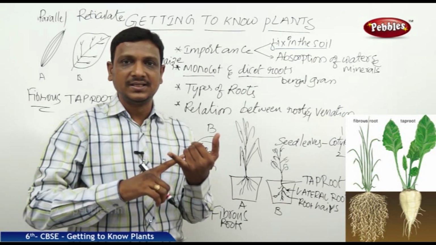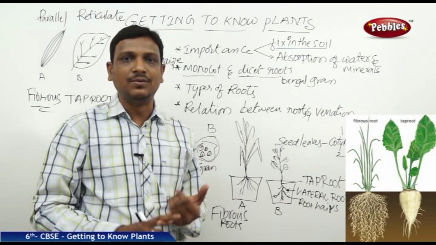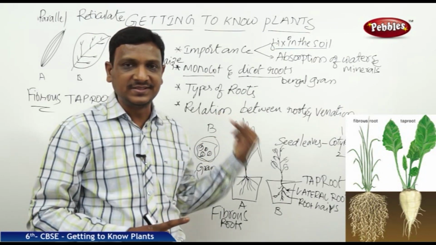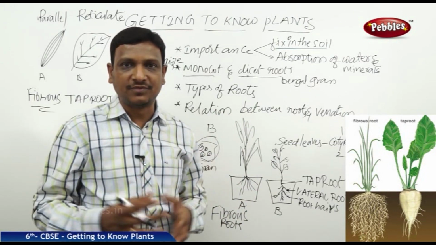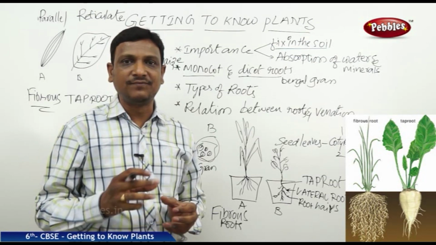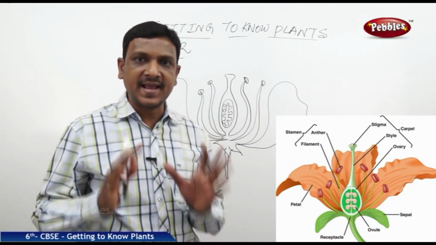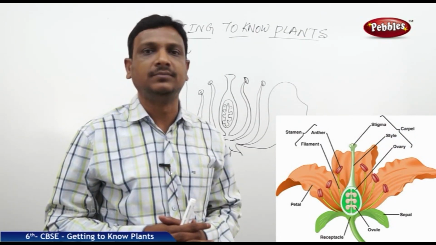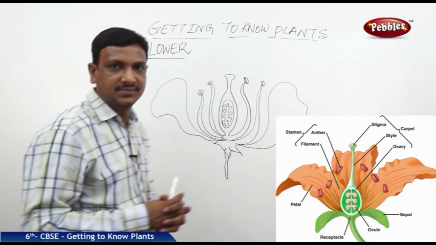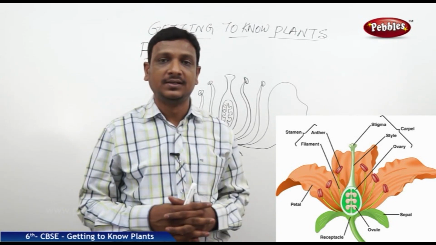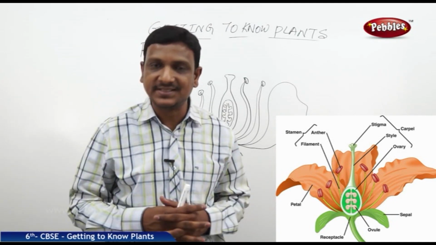So we studied about the leaf and we studied about the stem and we studied about the root. Now we are going to the next part of the plant, that is the flower. Okay, now look at the next important part, that is the flower. Okay, so the flower has different parts. We observe the flower for different plants and trees.